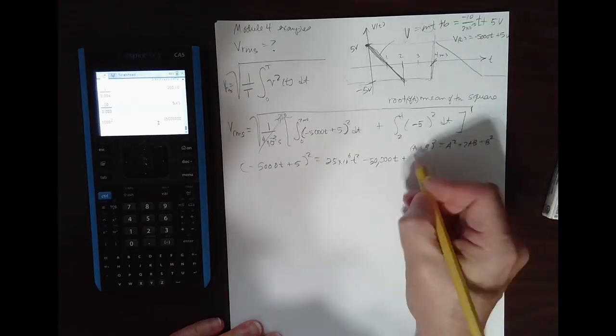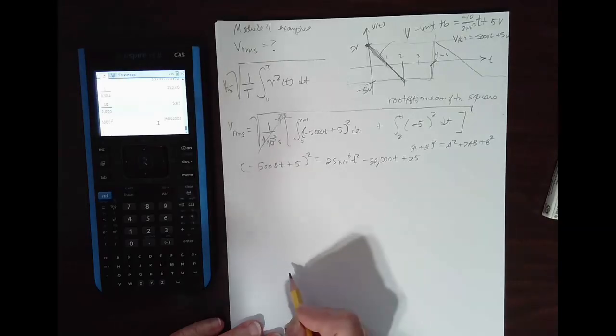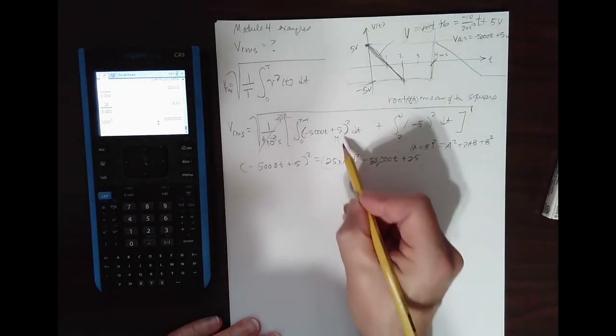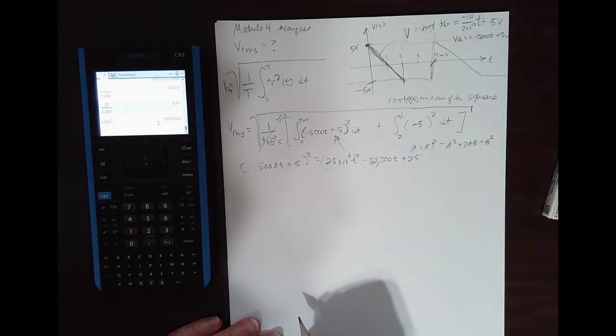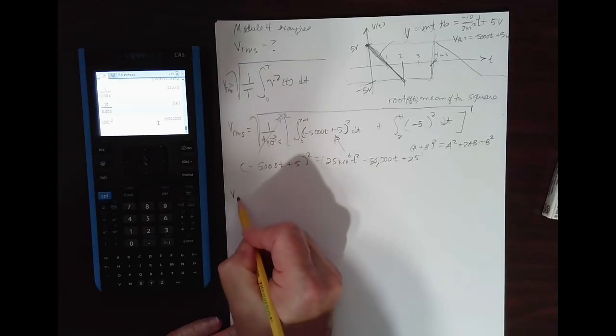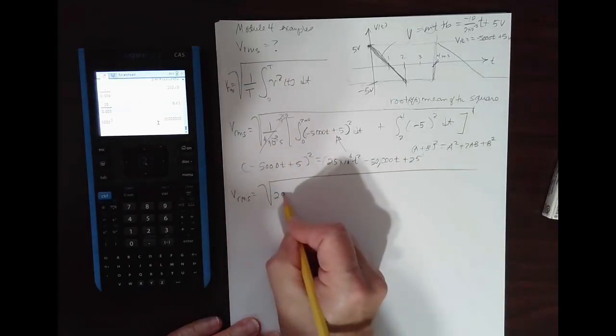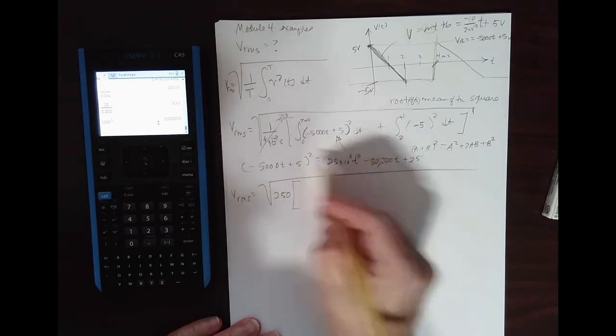Plus b squared, which is 5 squared, which is 25. Okay, so this is what goes in there. We're going to have to integrate that dt. Okay, so let's rewrite VRMS: square root of 250 times, let's evaluate this integral.